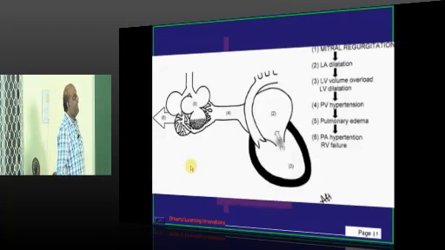Then you need to remember, this is a classical example of a pan-systolic murmur. It starts with S1, ends with S2. You can listen to neither S1 clearly nor S2 clearly. What you listen to is only the murmur. There's a pan-systolic murmur.